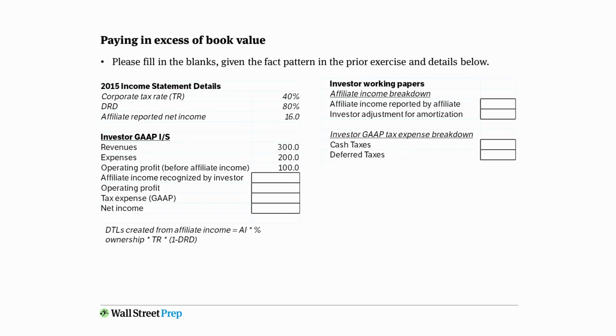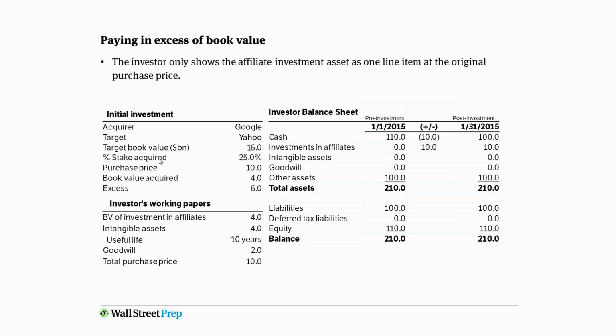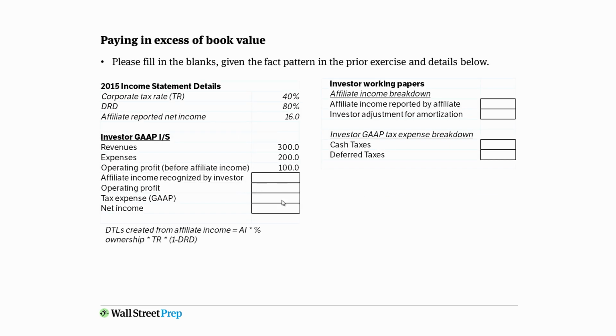Okay, the next exercise is to actually calculate what the investor GAAP income statement looks like as a result of this investment. So please fill in the blanks given the fact pattern in the prior exercise, namely the initial investment and the balance sheet, and then identify the net income, and fill in all the line items to get you to net income, as well as what's going on in the investor's working papers to get you to this net income. Hit the pause button, give this a shot, and then we're going to go over it together.